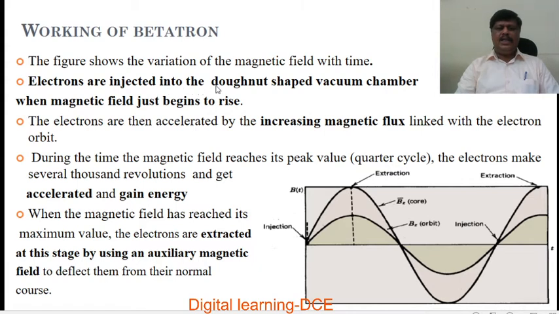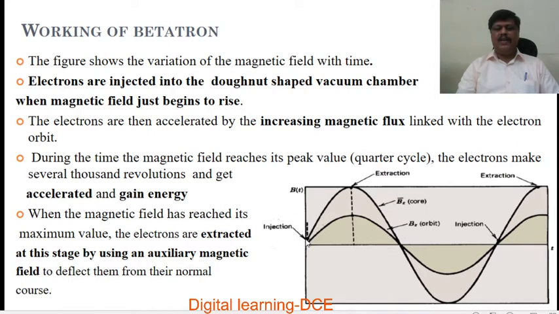Electrons are injected into the donut-shaped vacuum chamber when the magnetic field just begins to rise. Here this is the process of injection, and at the peak there is the process of extraction of the electrons.